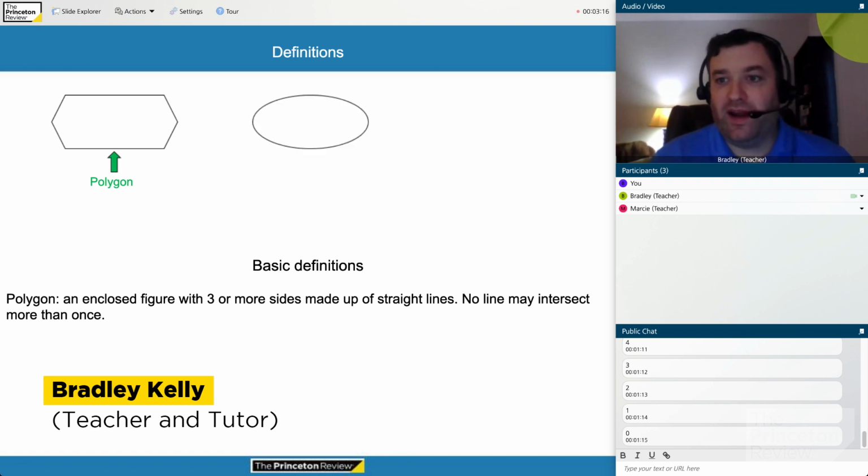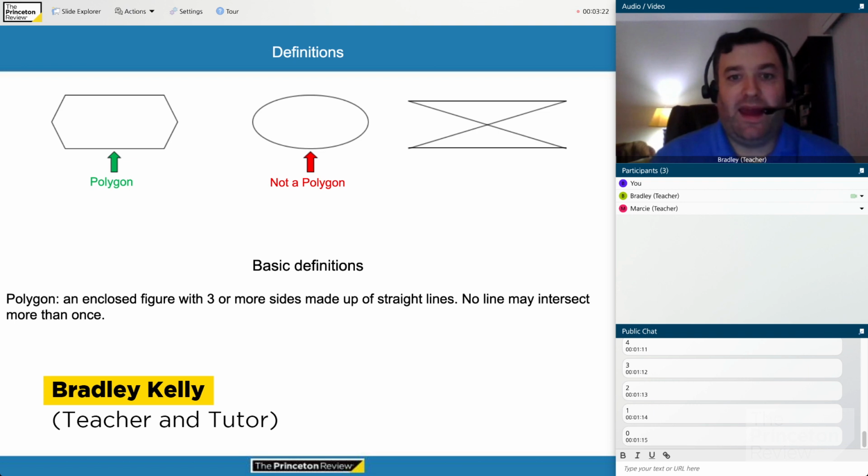This oval, on the other hand, is made up entirely of a curved line, so that would not be a polygon. And this figure is either not a polygon because those lines are crossing, or is 2 polygons, specifically triangles, on top of each other.